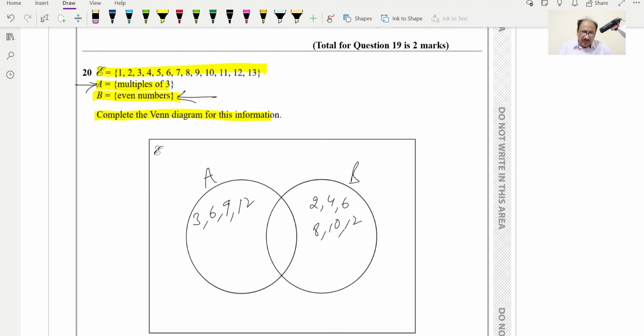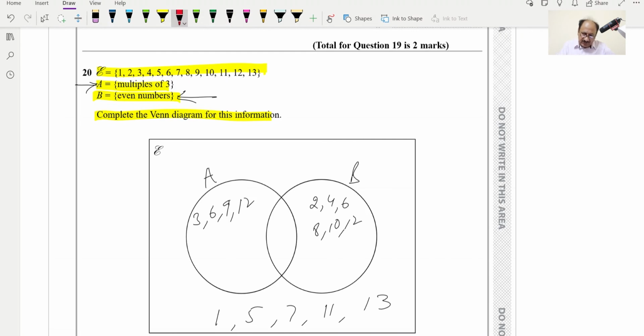So remaining will be what? Remaining will be 1 is here, 2 is already written, 3 is already written, 4 is already written, 5 is remaining, so 5, 6 is already in A, 7 we can write over here, then 8 is in B, 9 is in A, 10 is in B, 11 we can write over here, 12 is in B, and 13 we can write over here. So after writing this one, we will have to check what are the numbers which are in both A and B.